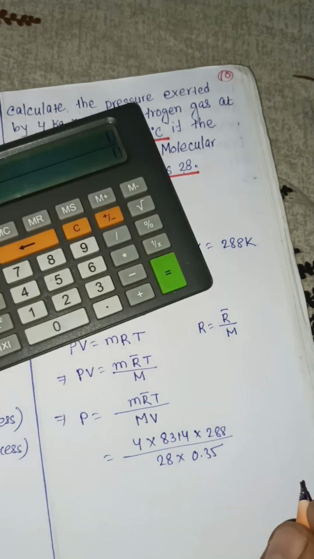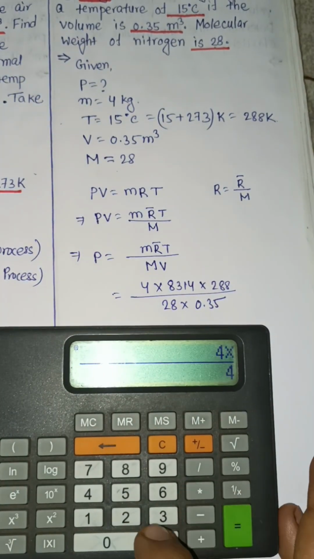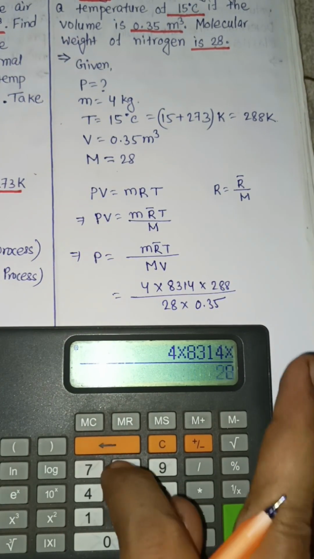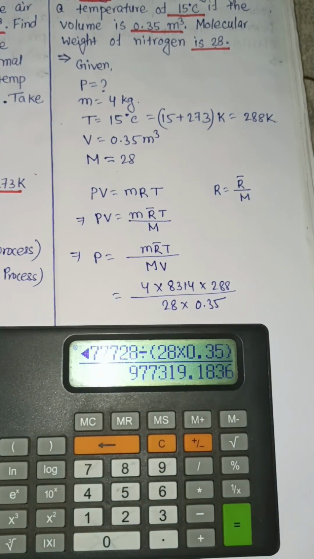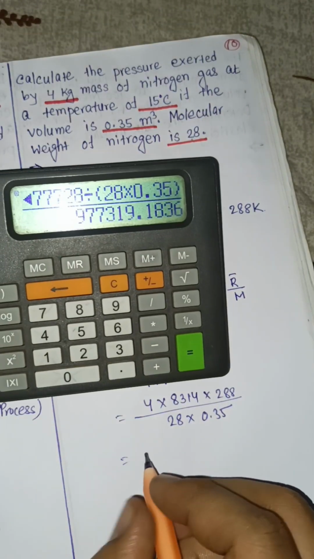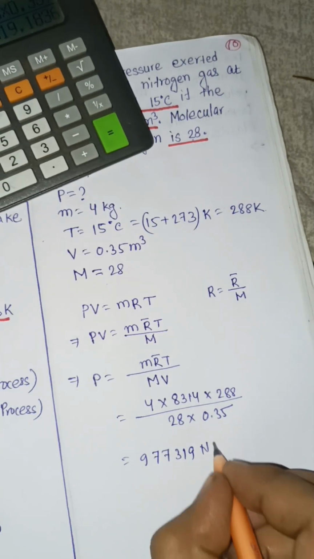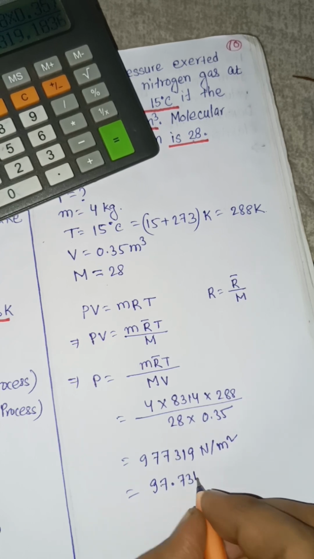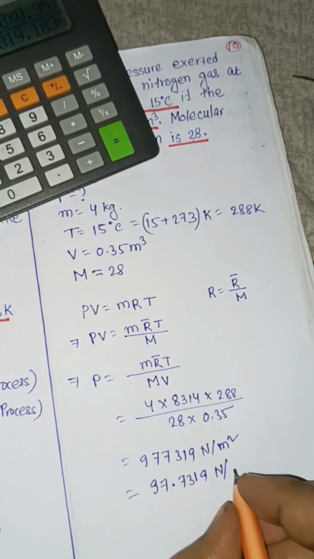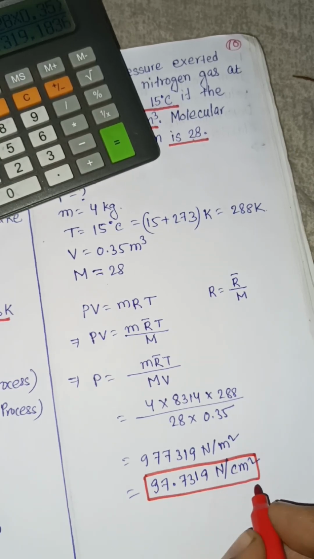So if you put those values, 4 into 8314 into 288 divided by 28 into 0.35. So this will be equal to 977319. The unit will be Newton per meter square. So that will be equal to 97.7319 Newton per centimeter square. So this will be our answer in Newton per centimeter square.